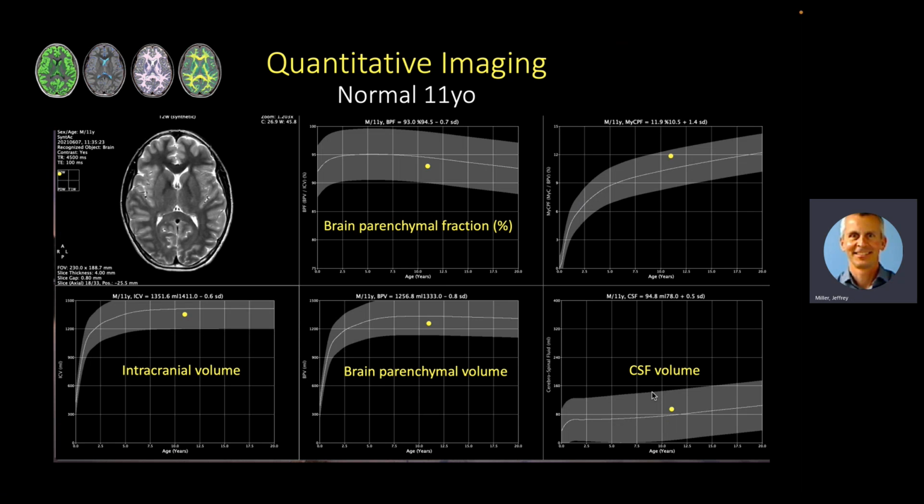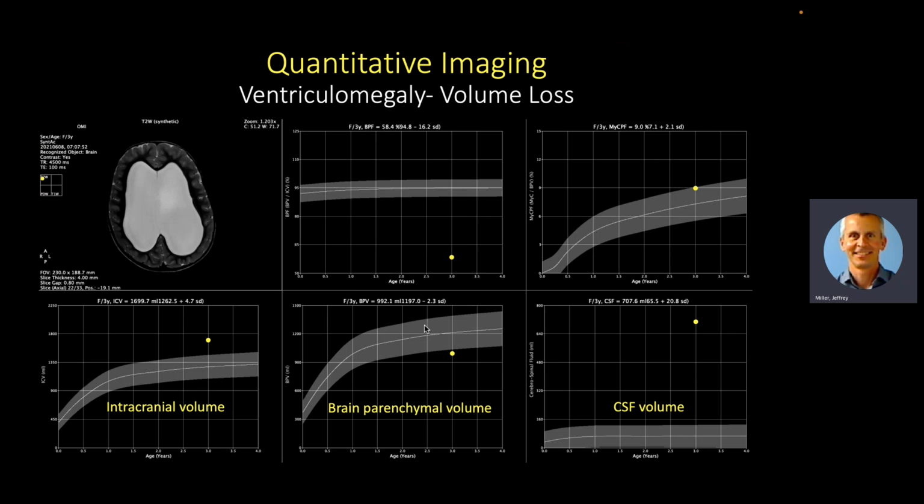Now, just to round things out a bit, a few slides on the graphical quantification features. Several expected age-related graphs are available with automatic quantification and graphing of patient values. Here's a normal plot for this 11-year-old. And here is an abnormal set of plots in this patient with ventriculomegaly. Obviously, CSF volume is very increased and the parenchymal brain fraction is much decreased.